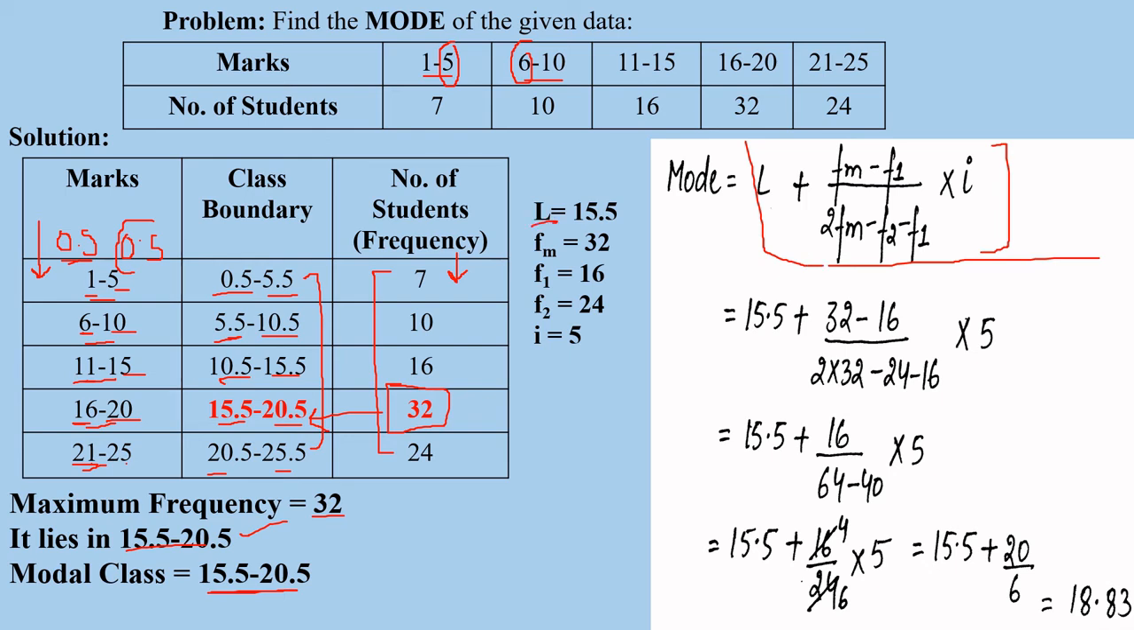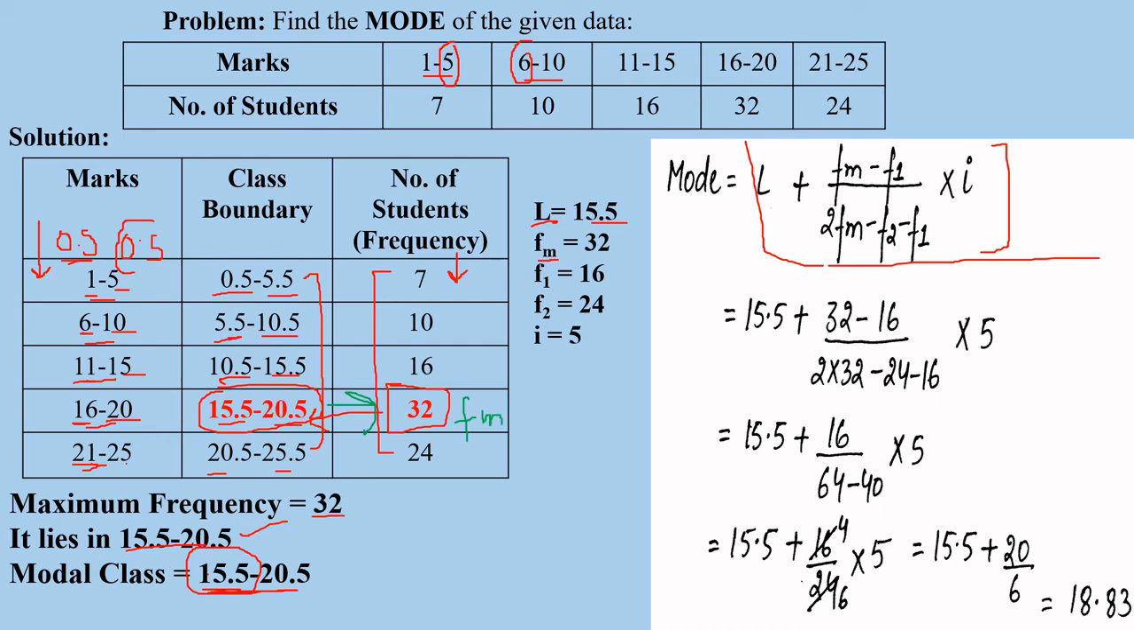Now find the value of L. L is the lower limit of modal class. The lower limit of modal class is 15.5. So the value of L is 15.5. Now find the value of Fm. Fm is the frequency of modal class. Modal class is 15.5 to 20.5 and the frequency of this class interval is 32. So Fm is 32.